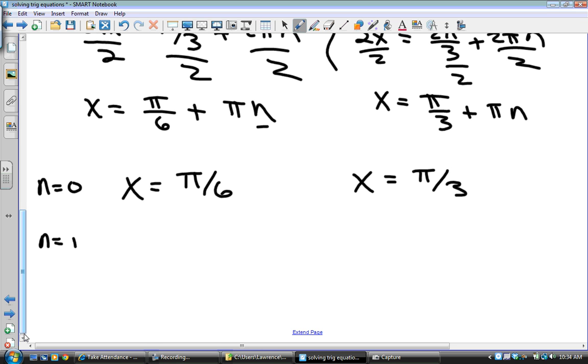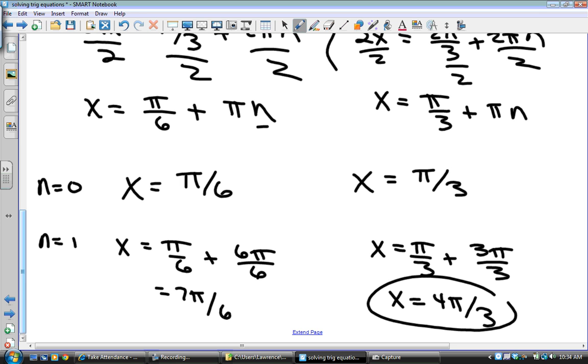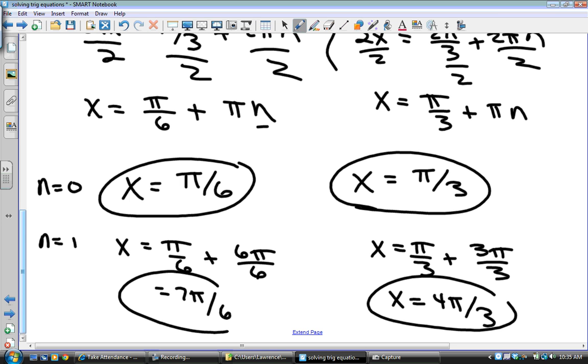So n equals 1. So I'm going to think of it this way. All right, pi over 6 plus pi. Now I can write pi as 6 pi over 6. Or punch in my calculator 1/6 plus 1. Okay, so this is going to give me 7 pi over 6. Okay, over here, we got pi over 3 plus pi. Now I'm just going to call that, instead of pi, 3 pi over 3. And so we'll get 4 pi over 3. Okay, and like we said earlier, when n equals 2, it's going to get bigger than 2 pi.